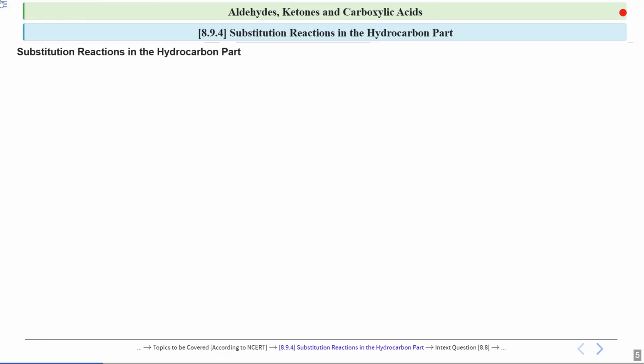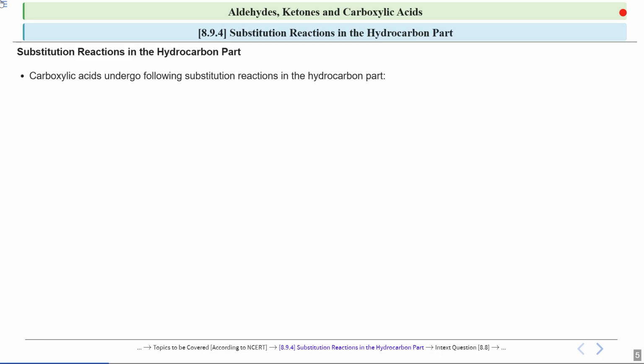Okay, so let's begin with section 8.9.4, which is substitution reactions in the hydrocarbon part. So if I talk about substitution reactions, what are substitution reactions? These are those reactions in which one atom or group in a molecule is replaced by another. This becomes important because it changes the properties and behavior of the molecule. So we will see some specific types of these reactions.